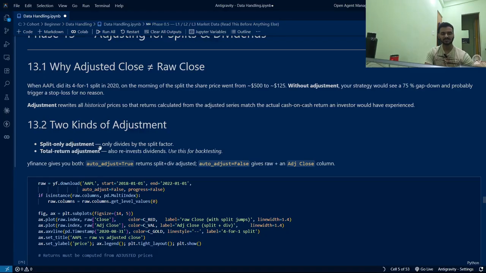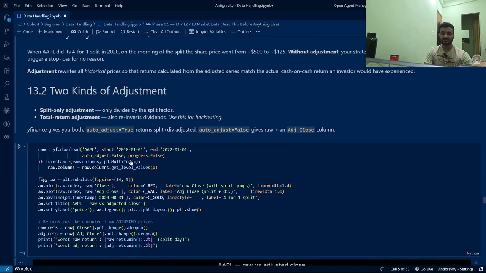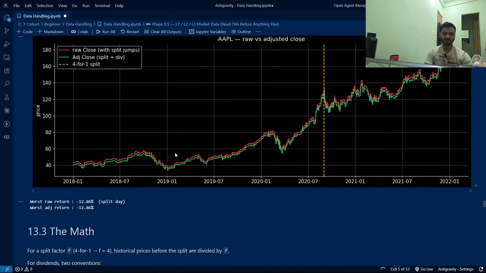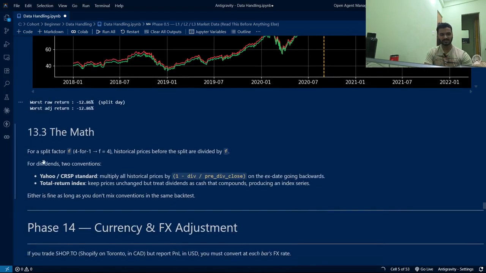Now, two kinds of adjustments: split only and total return. Split only basically only divides by the split factors. Total return also reinvests dividends. Use this for backtesting actually. A lot of your data providers will also provide you adjusted prices. The math for the split factor is right here, for the dividend convention, the Yahoo total return index.